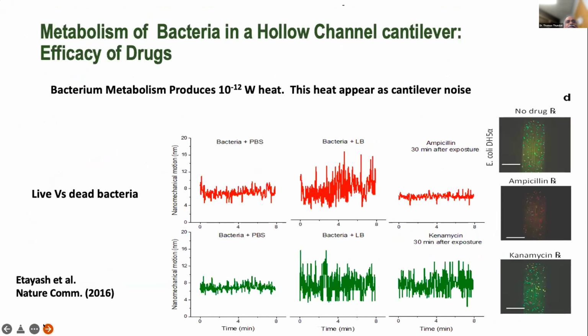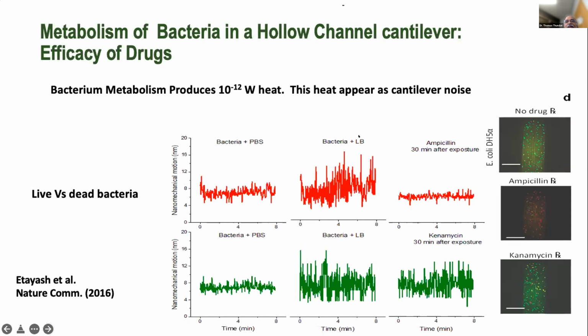Now we can take this bacteria and do something interesting, because the bacteria produces around 10 to the power minus watt of heat because of the metabolism. And the heat can appear as a noise on the cantilever. So we can give them some PBS solution, and this is the noise spectrum that we see.